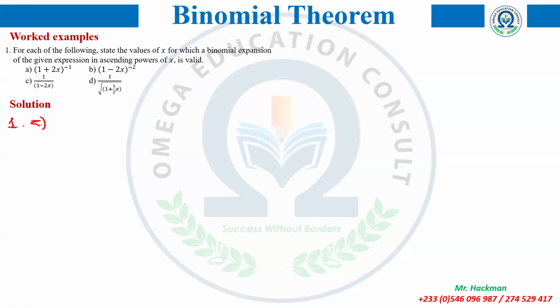So A, what are we given? 1 plus 2x all to the power -1. We know in general, if I have 1 plus x all to the power n, this will be valid when the quantity here, my first term, should always be 1 before I can talk about the validity. If my first term here is 1, the x here must be between -1 and 1 for it to be valid. Is that clear? In the same way here, I'm going to write for validity.